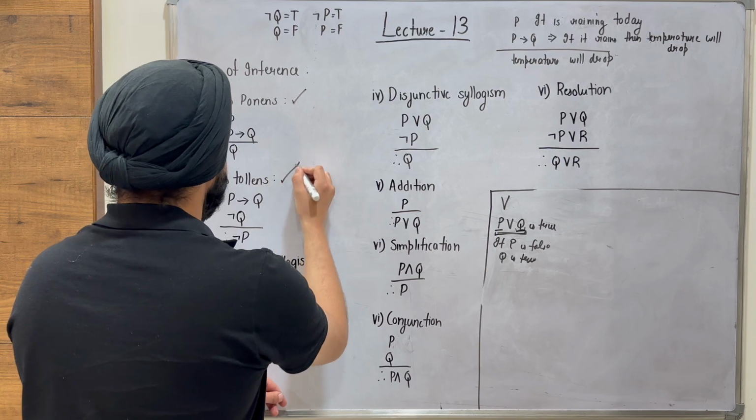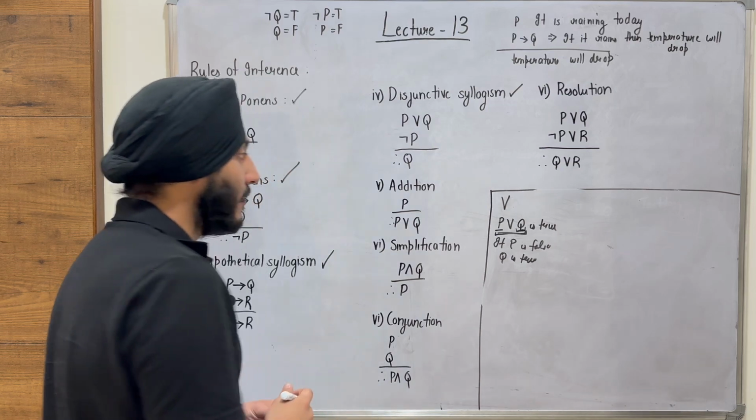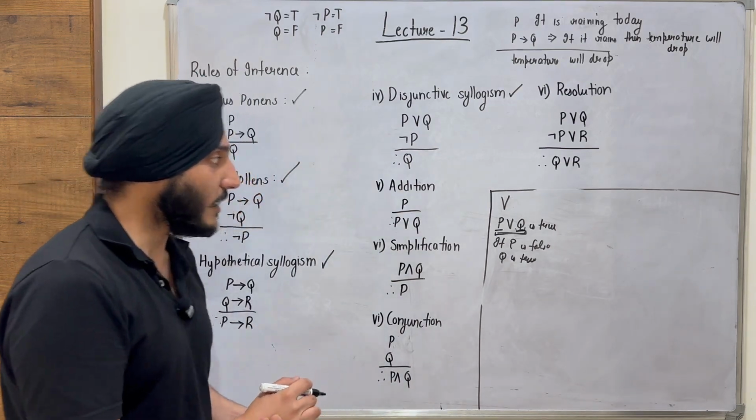So we have understood modus ponens, modus tollens, hypothetical syllogism, and disjunctive syllogism, right? Now let's try to understand the addition part. Okay, what is addition?